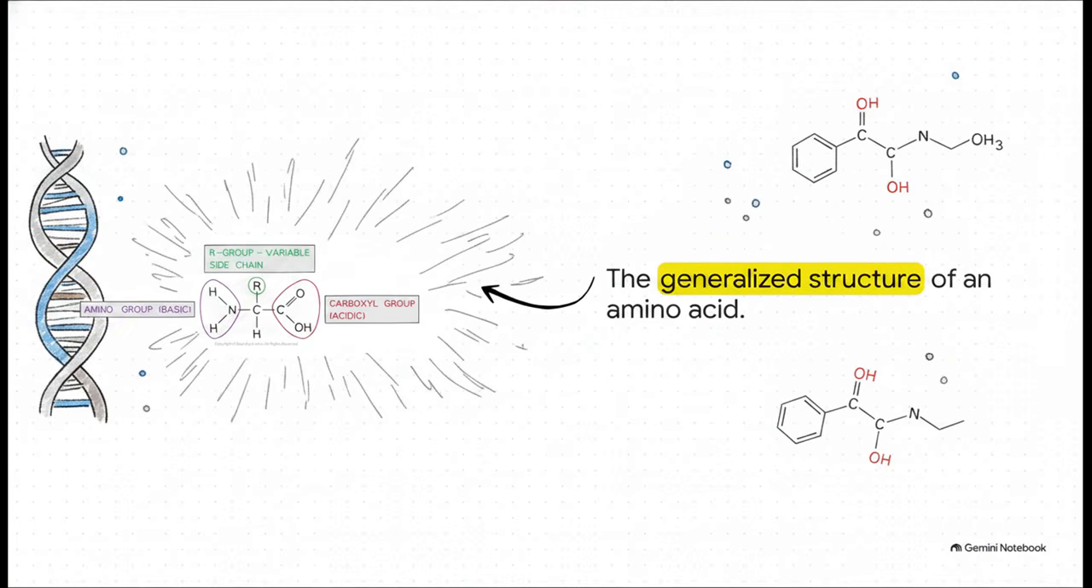So let's start right at the very beginning. Every single amino acid out there shares a pretty fascinating basic structure. Picture a central carbon atom. Now, flank that on one side with a basic amine group. That's your nitrogen and hydrogen. And on the completely opposite side, you've got an acidic carboxylic acid group. Literally every single amino acid in your body rocks this exact same backbone.